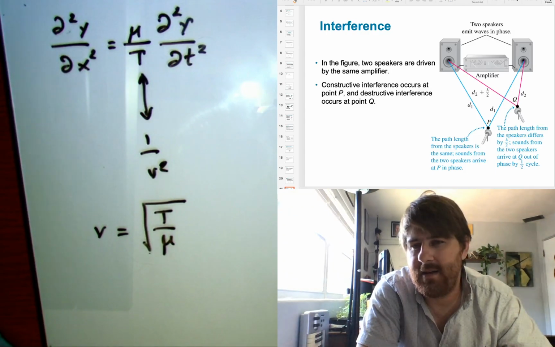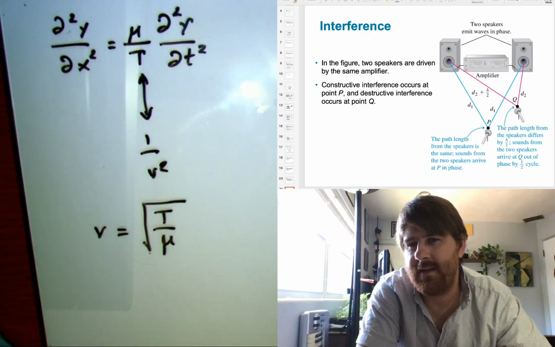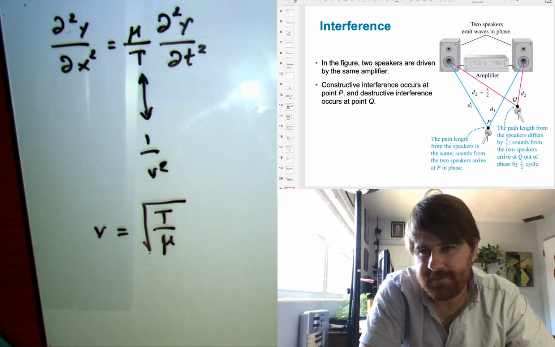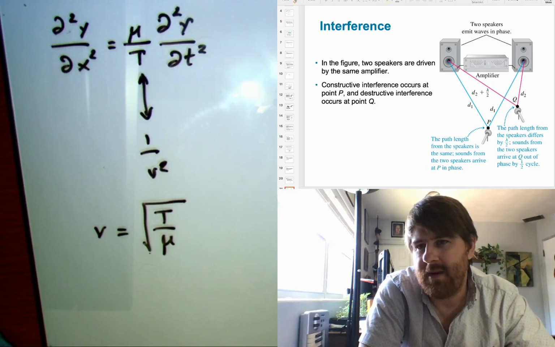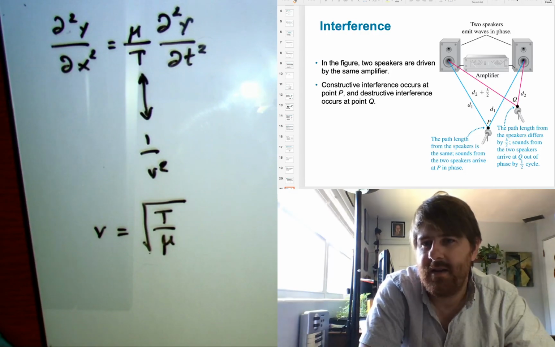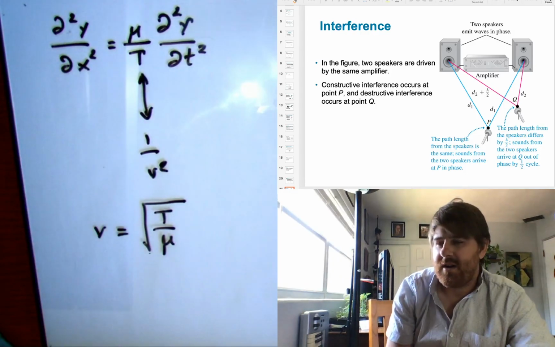Now, your friend is listening, and your friend is sitting over to your right, okay? But now that your friend is over to your right at point Q, the distance from the right speaker to them is much shorter than the distance from the left speaker to them. And that difference will be exactly half a wavelength for some particular sound. And that means that there'll be destructive interference.